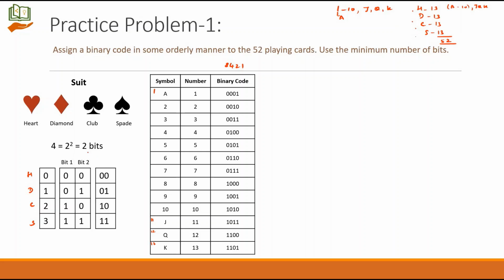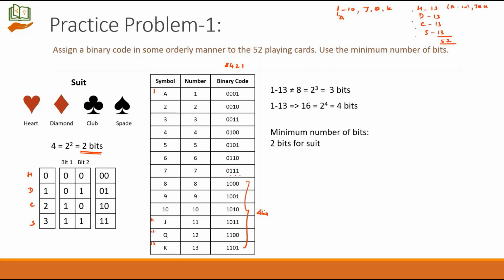We know 2 bits are necessary to represent the suit. How many bits are necessary to represent these numbers? 1 to 13 cannot be represented in 3 bits. Till 7, 3 bits is enough. From 8 till 13, you need 4 bits. So in that case, we are going with 2 power 4, which will hold 16 numbers. We are going to have 4 bits. So the minimum number of bits needed is 2 bits for the suit and 4 bits for the symbol or the number given here. So the first 2 bits are for the suit and the last 4 bits for the number.